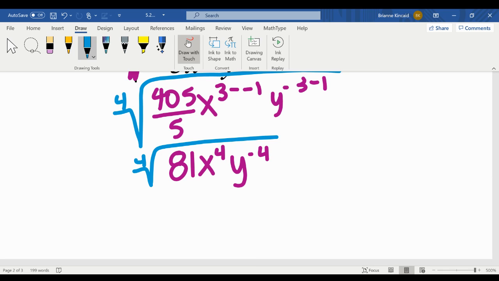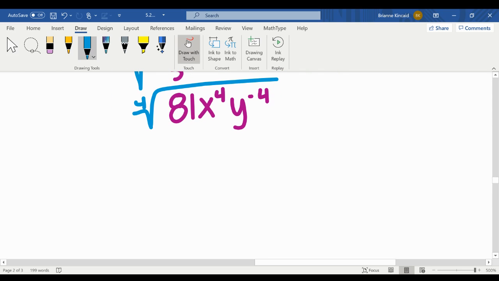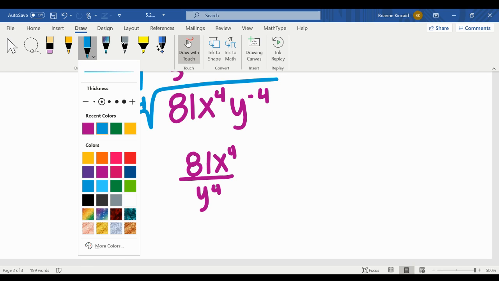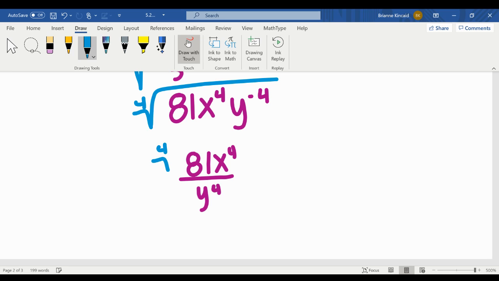Our problem is we don't like to deal with negative exponents. So in order to make an exponent positive, I want to move it down to the denominator. That's 81 x to the 4th over y to the 4th. And then same thing like we've been doing, 4th root symbol around both of those.